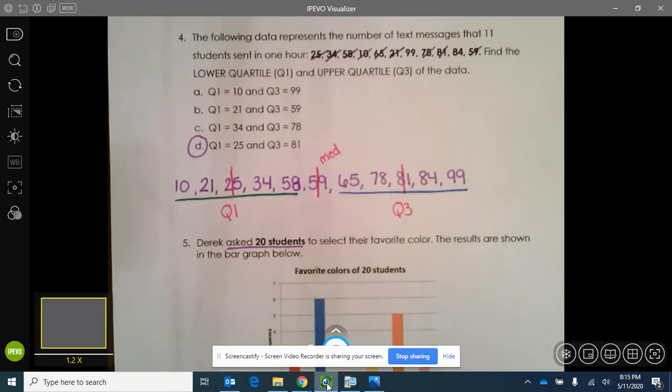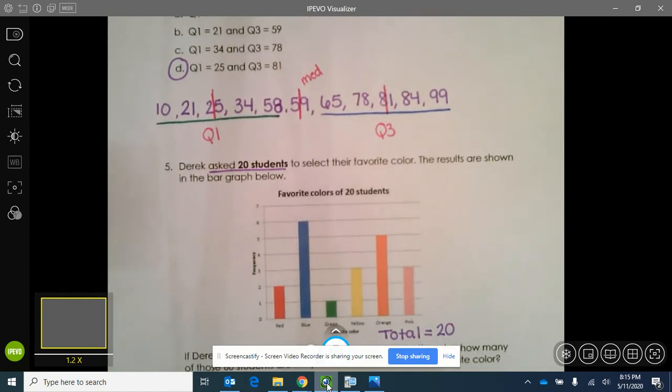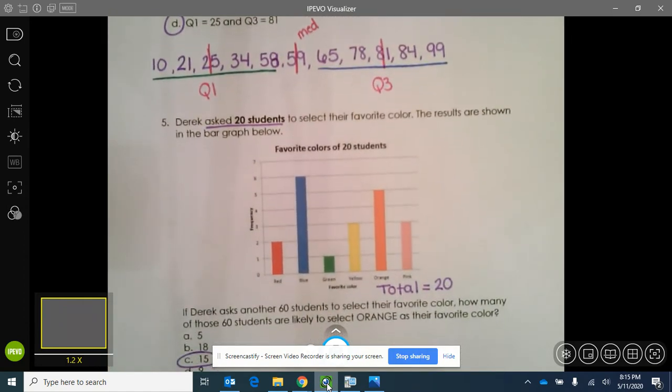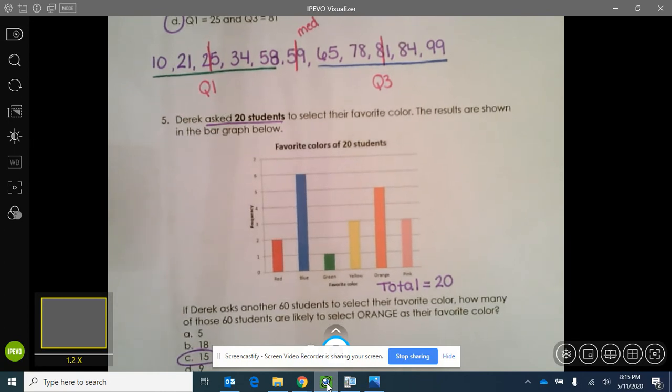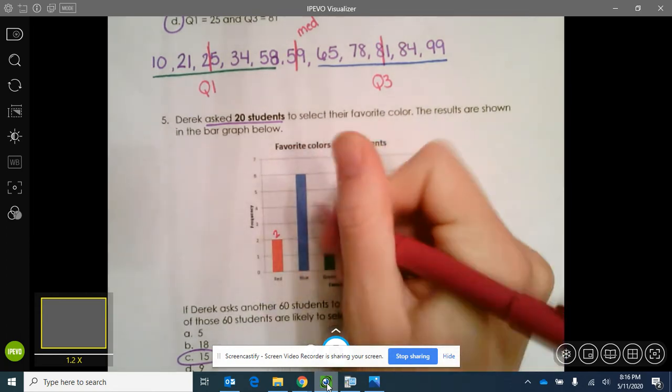All right, let's look at number 5. Derek asked 20 students to select their favorite color. The results are shown in the bar graph below. So he started by asking 20 students what their favorite color was. So the total in this bar graph is 20. And if you read over and you missed that part about the total of 20 students, you could always add up the heights of these bars on the bar graph.